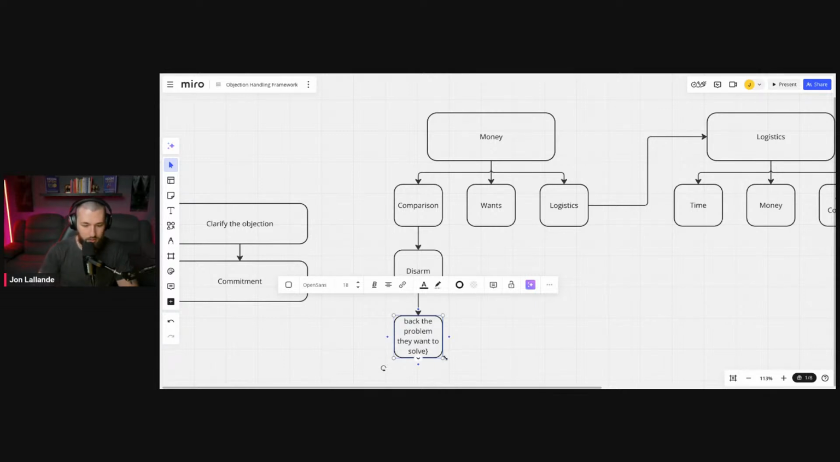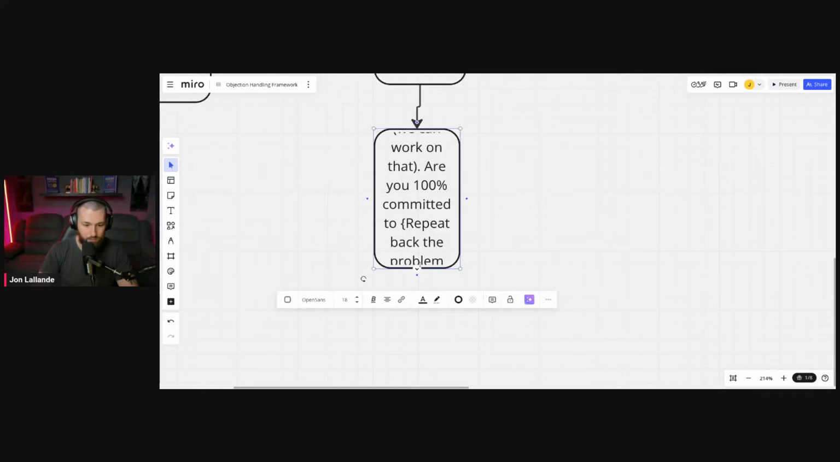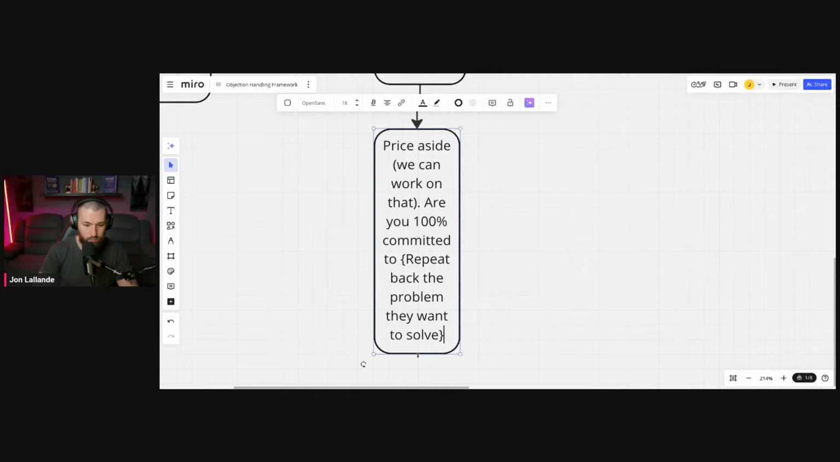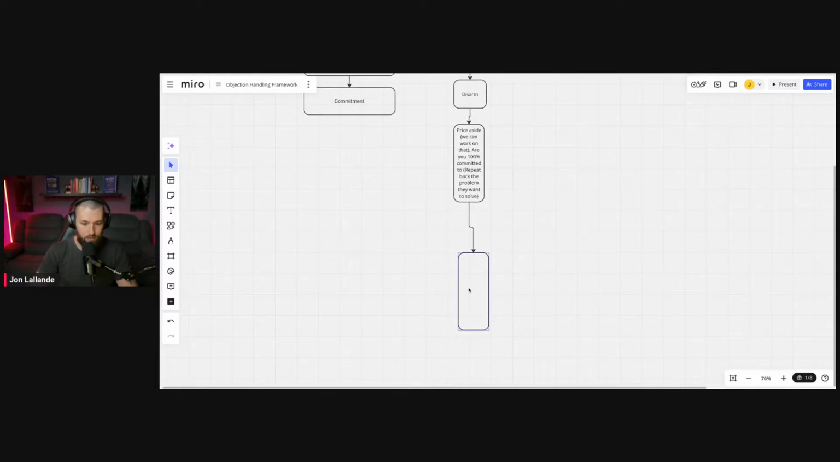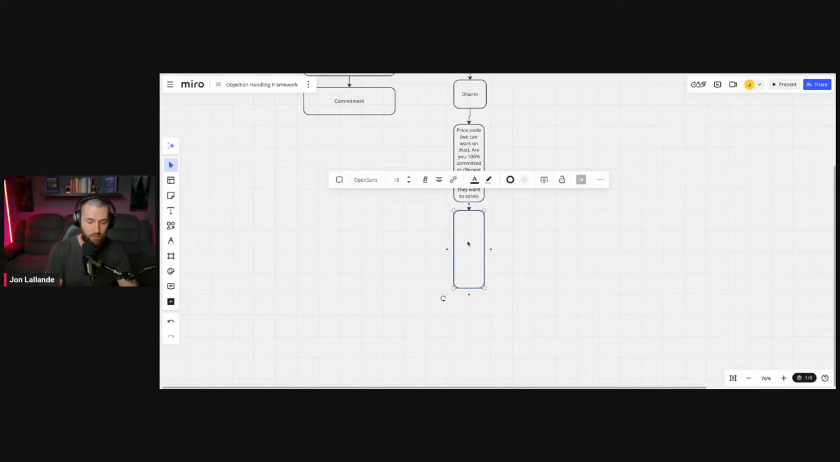I'm going to make that a little bigger so you guys can see it. Let's do this. Okay. So price aside, are you 100% committed that you want to do this, right? And then we're going to do one more thing. And other than the price, do you feel like everything we've covered will allow you to do that?